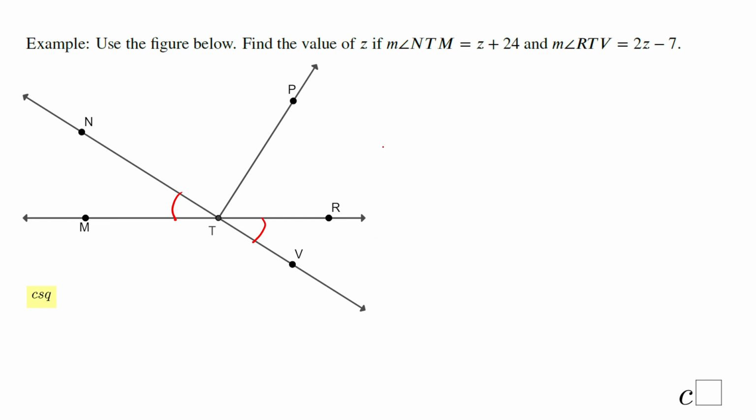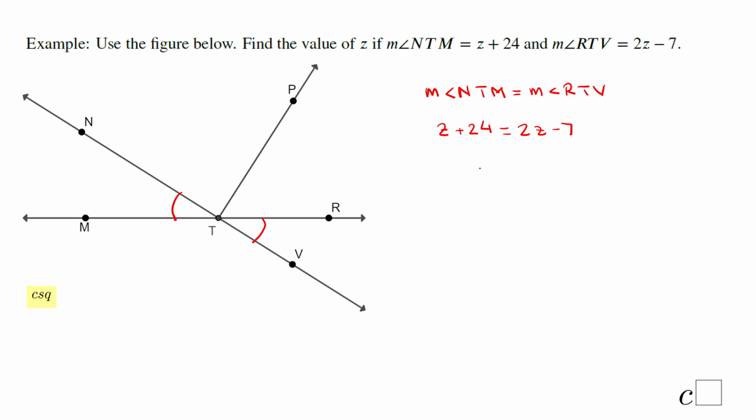They are vertical angles. So I'm going to write that here, measure of angle NTM equal to the measure of angle RTV. Why? One more time, vertical angles. And now I'm going to go to the algebraic part of this problem. I'm going to replace z plus 24, that is the measure of angle NTM, equals 2z minus 7, and that is the measure of the other angle RTV.